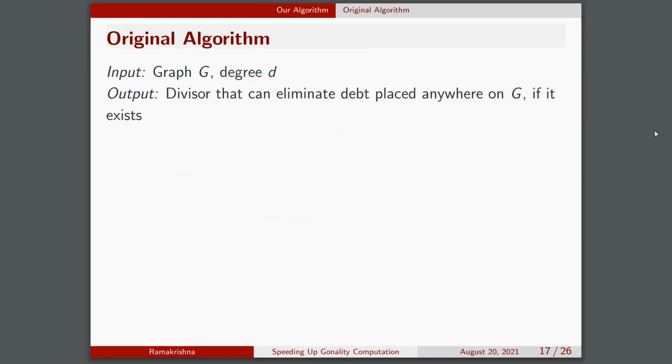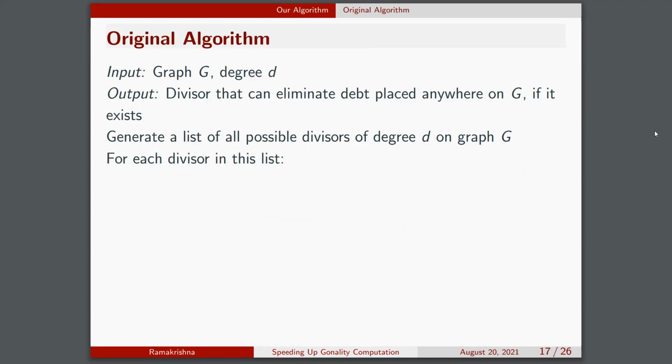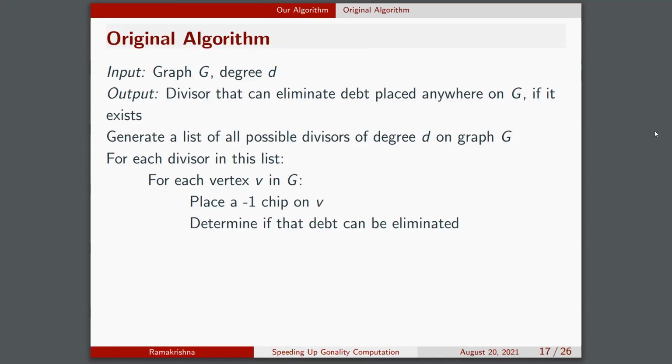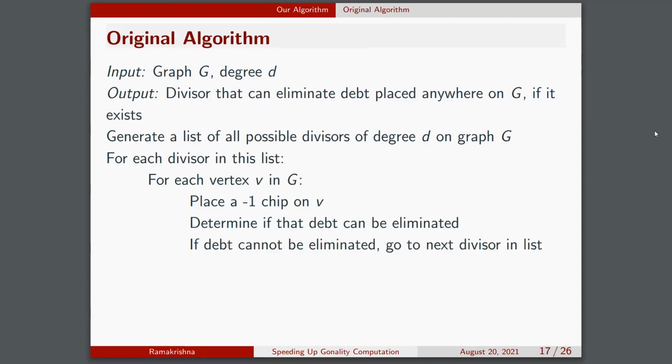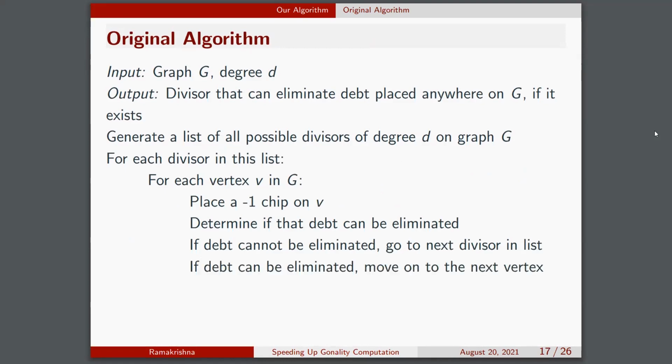So now let's just look over our initial algorithm so we understand what's happening. It takes in the same input and output I outlined before, and it begins by generating a list of all possible divisors of degree D on graph G. This is a big list, and generating this list takes time. Then for each divisor in this list, and for each vertex on our graph, we are going to place a -1 chip on that vertex and run Thurs to determine if that debt can be eliminated. If it can't be eliminated, we're not going to check any more of the vertices. We're just going to skip to the next divisor, and check if debt can be eliminated on every vertex. But if debt can be eliminated on this vertex, we're going to move on to the next vertex and check if debt can be eliminated with this divisor on that vertex.